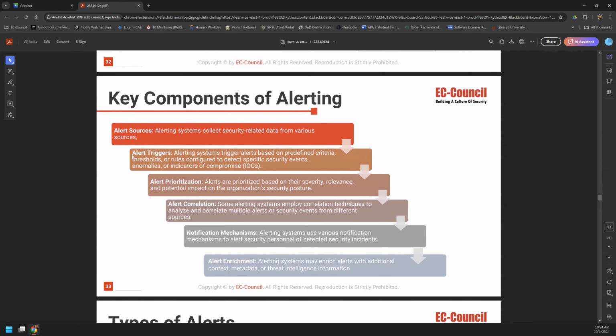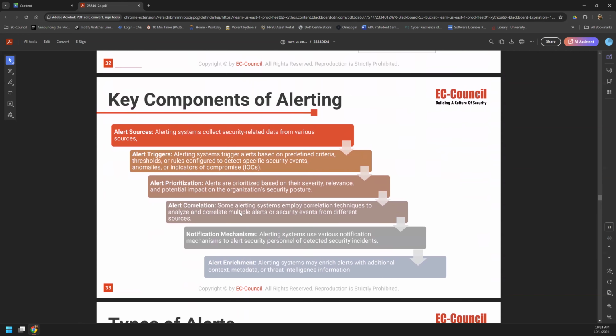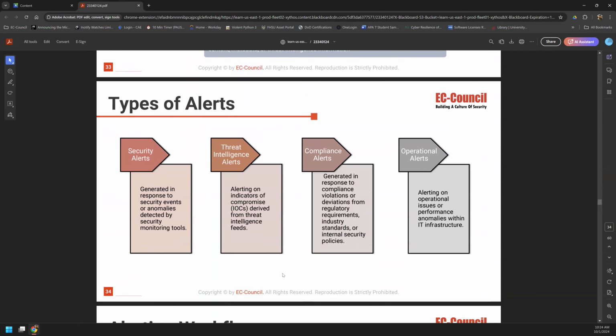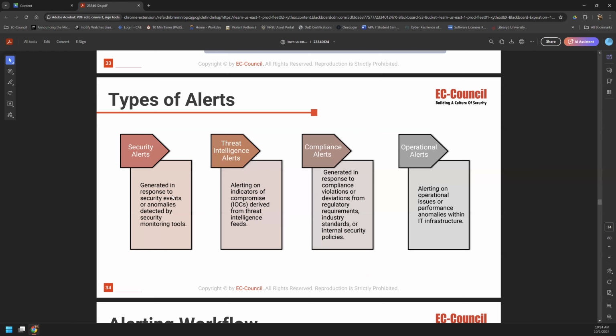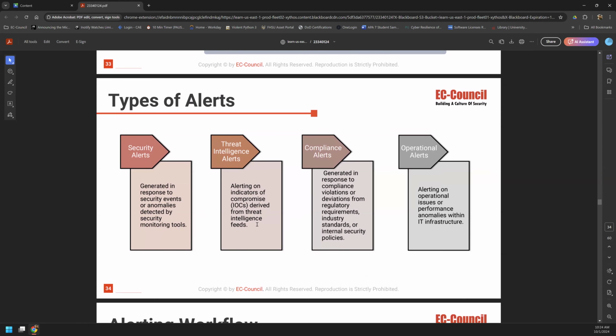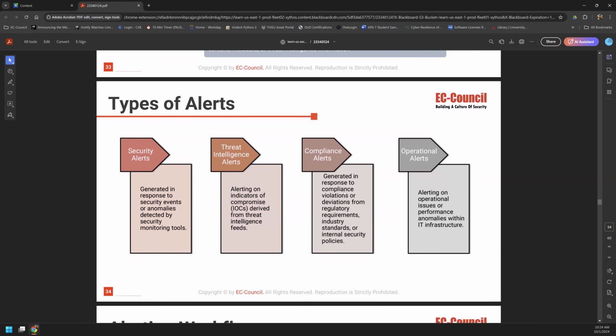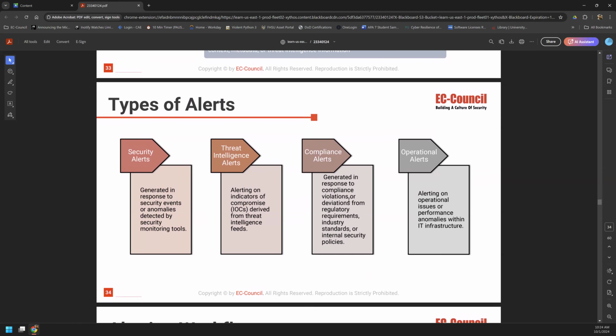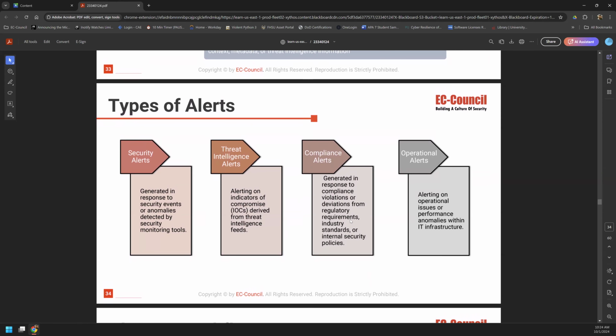So key components of that alerting are going to be our sources, our triggers, what prioritization is going to be set there, and then correlating that with other events until we can get it all the way down to where we can determine what's going on. Those security alerts are going to be generated in response to any kind of events or anomalies that come in. These threat intelligence alerts are going to be coming from outside sources typically. Your compliance alerts are going to be any kind of violations or deviations from your requirements. This is pretty important if you guys are working on any kind of critical infrastructure, things like that, where you have to generate responses to those type of alerts.